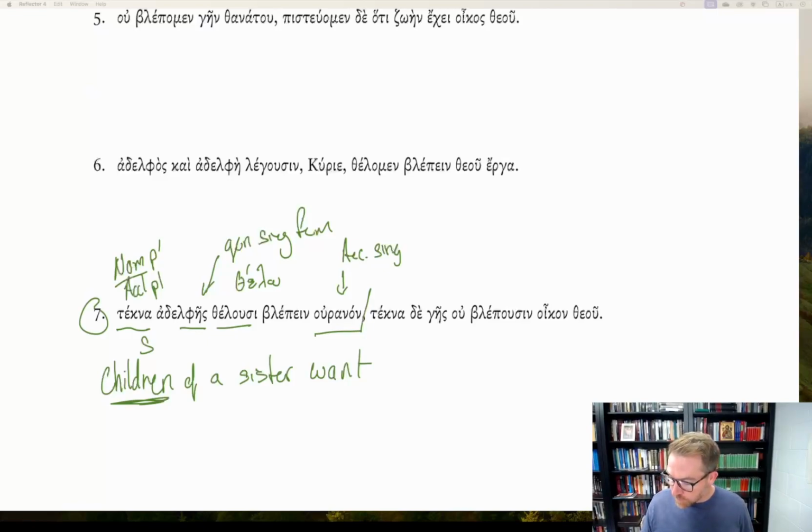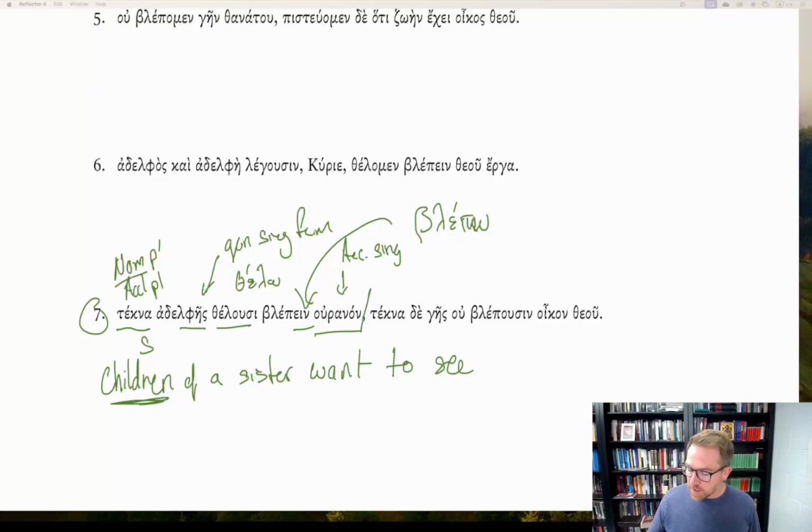This is from the verb blepo, I see, and that epsilon iota nu ending tells me I'm looking at a present active infinitive verb. Children of a sister want to see, and again, thelo is one of those verbs that likes to have a helper. They want what? Blepein, to see ouranon, heaven.